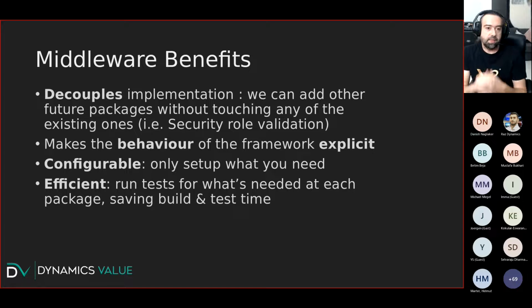So as I was saying, in the couples implementation, we can configure the pipeline execution without affecting other packages. It makes the behavior explicit, because by just looking at the one place, we get an idea of how it is configured and set up. And it's configurable. You only set up what you need. If you don't need pipeline simulation, you just don't add it to the middleware, for example because you only want to unit test a plugin.